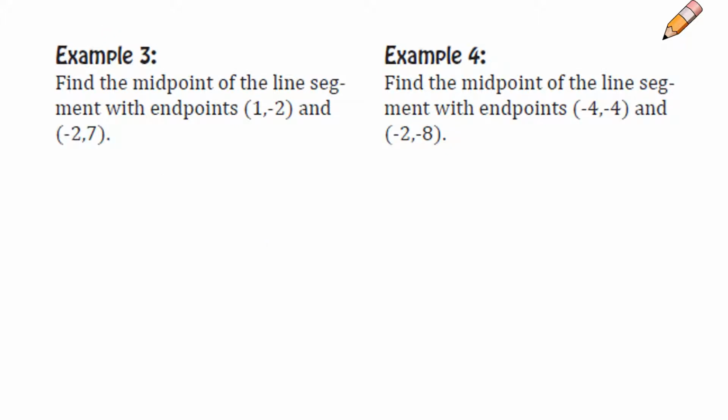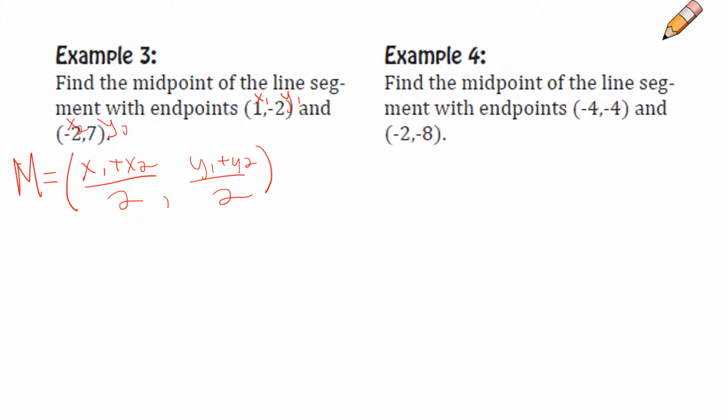So if we look at the last two examples in our foldable, we can find the midpoint for both of them. Example 3 says, find the midpoint of the line segment with endpoints (1, -2) and (-2, 7). First let's recall the midpoint formula, which is (x1 plus x2) all over 2, and (y1 plus y2) all over 2. Remember that the first ordered pair they gave us is x1, y1, and the second one is x2, y2.